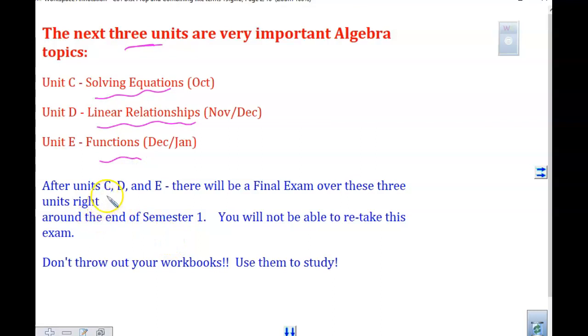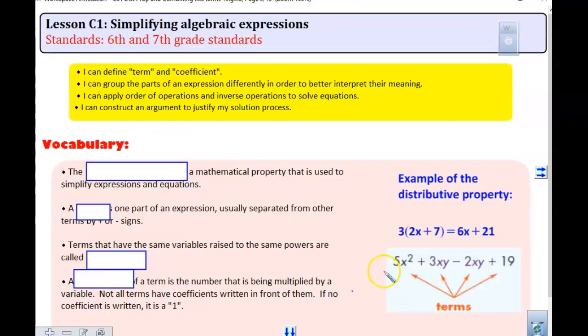After you have taken the tests on C, D, and E, there will be a final exam over all these units. It'll be close to the end of semester 1. There will not be a retake on this, so our hint is don't throw away your books. Keep C, D, and E to study.